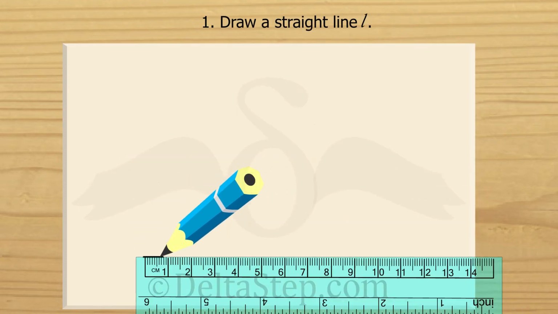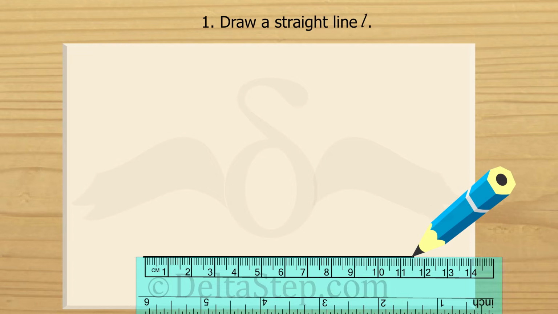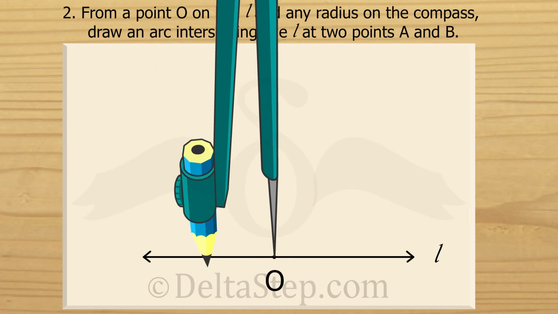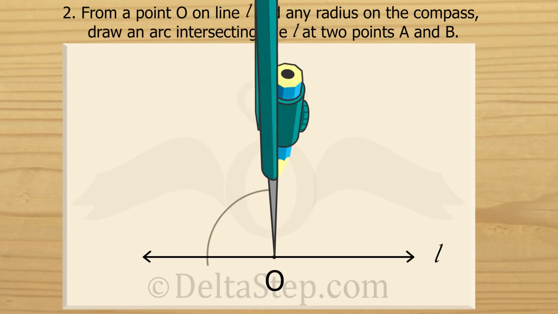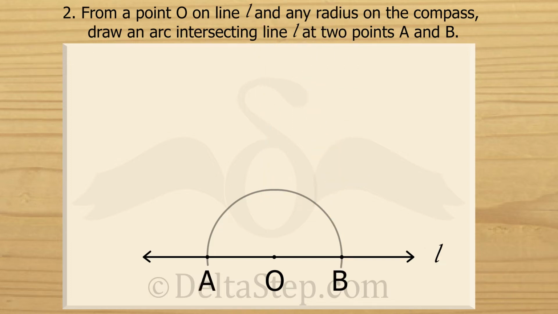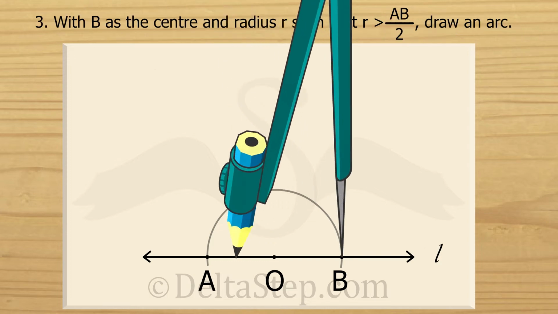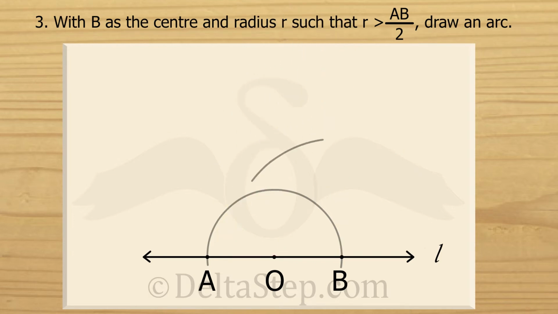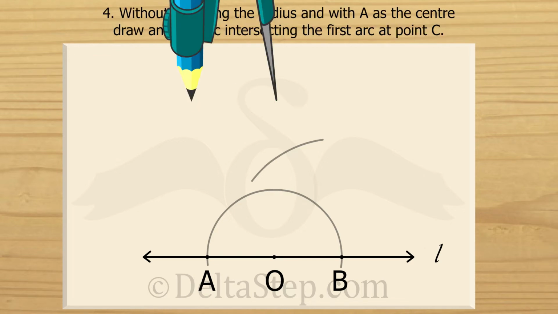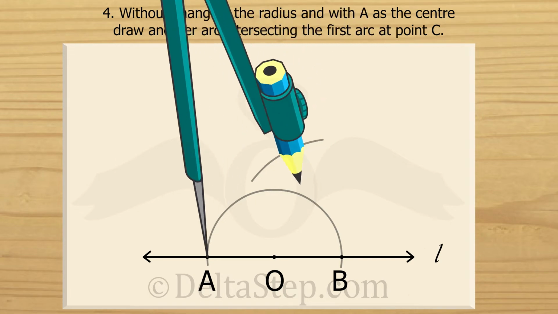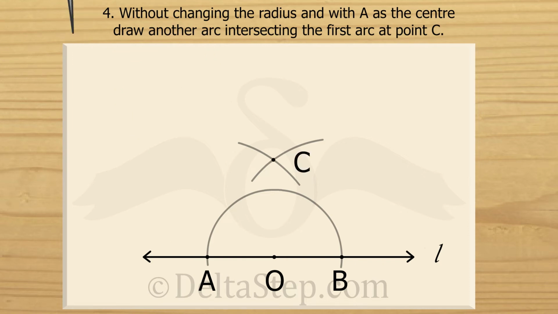First, we draw a line and take a point O on it. Now, with O as the center and a suitable radius, let us draw an arc to cut the line L at 2 points A and B. Now, with B as the center and radius greater than half the length of AB, we draw an arc on one side of L. Again, with A as the center and the same radius as before, we draw an arc on the same side of L which cuts the previous arc at a point C.